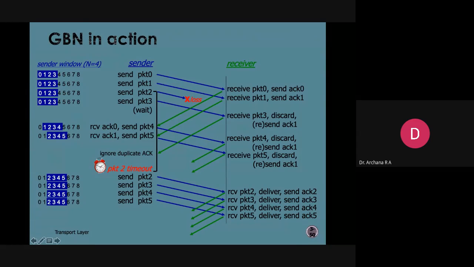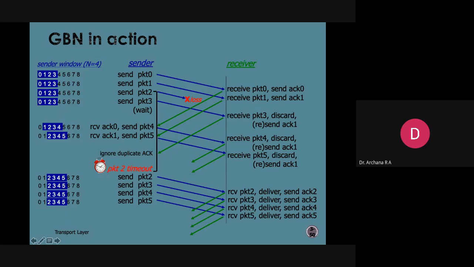The 0th packet you are going to send, send packet 0 at the sender side. At the receiver side, receive packet 0, send the acknowledgement. Packet 1 has been sent, so receive packet 1, send the acknowledgement. Packet 2 has been sent, but here there is a loss, so no acknowledgement is sent for packet 2. Send packet 3, wait.